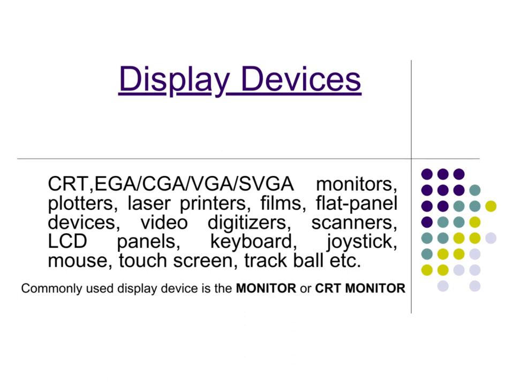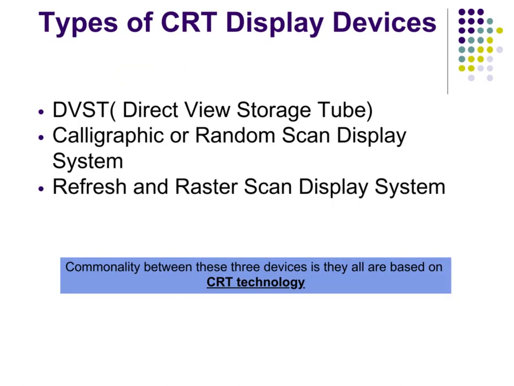What are the screens we have used? CRT, EGA, CGA, VGA, SVGA monitors, plotter, laser printer, flat panel, LCD, video digitizer, scanner, keyboard, joystick, mouse, touchscreen. Those are all monitors or devices; CRT monitors are commonly used displays. The types of CRT display we have seen are DVST, direct view storage tube, calligraphic or random scan display, refresh, and raster scan display. These are the CRT technologies.